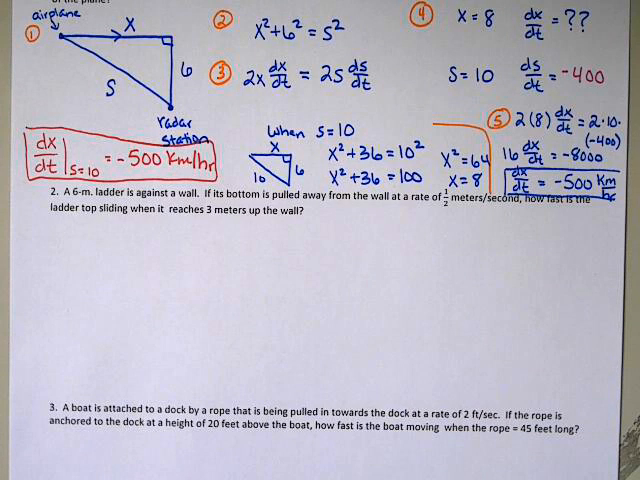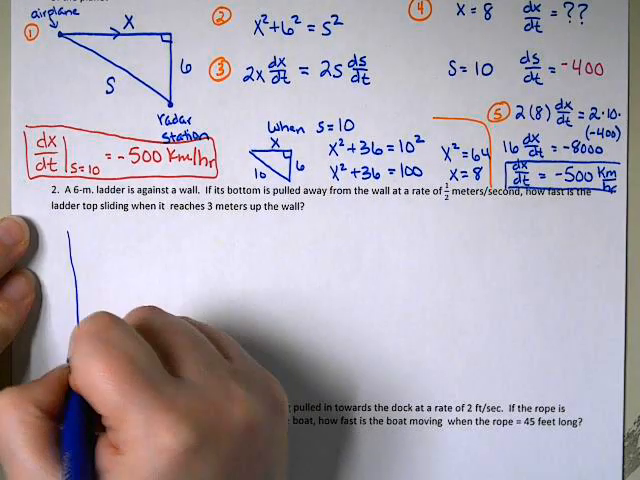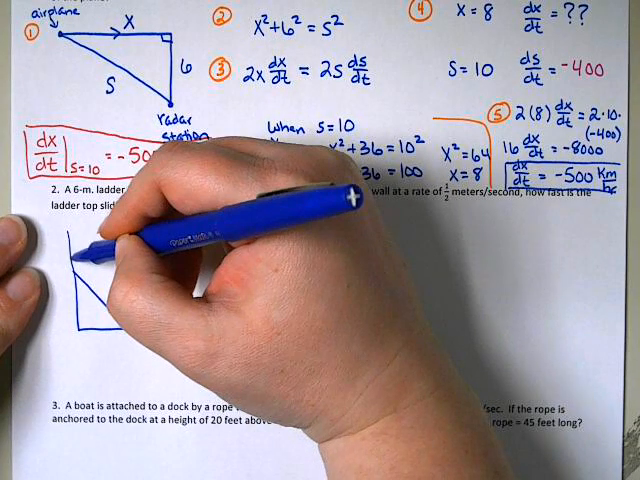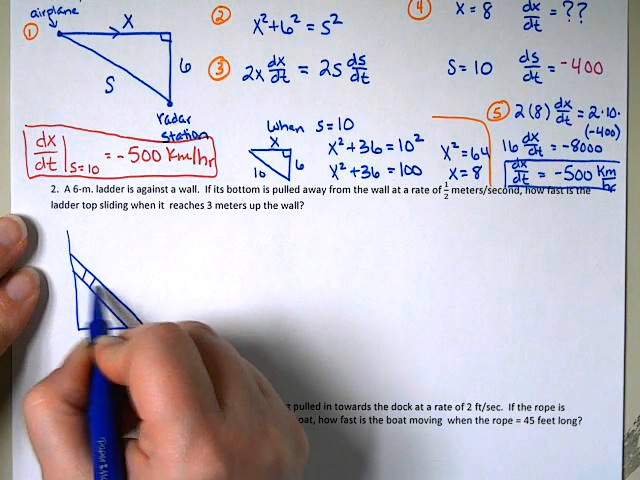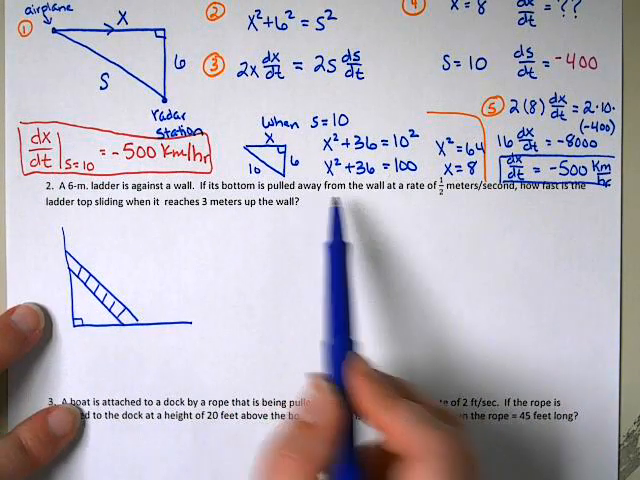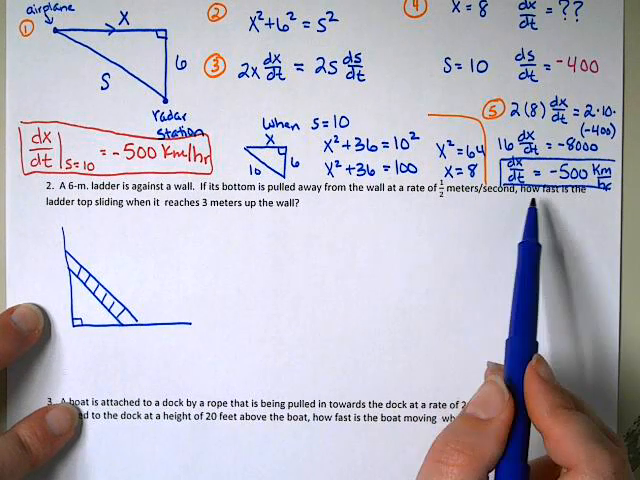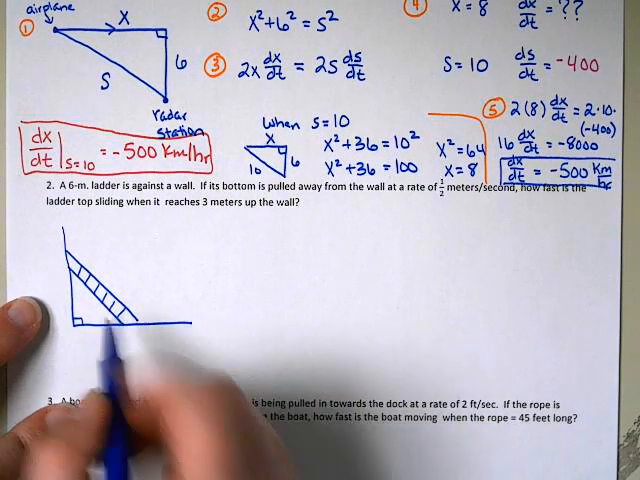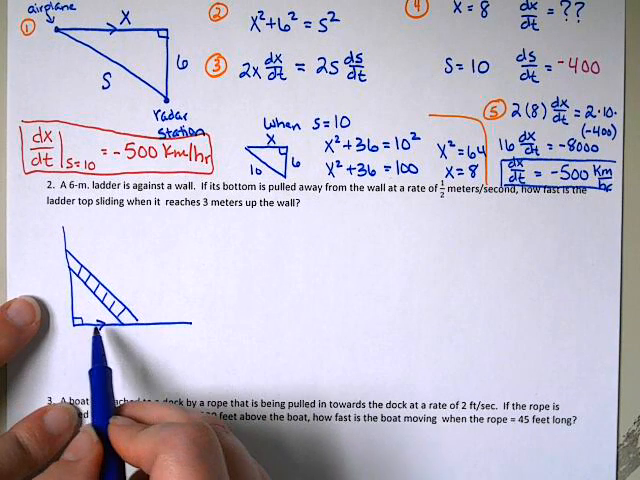Okay, the second example we're going to look at is a ladder problem. These are very, very common, so I do want to make sure you guys know how to do these. So we've got this 6-meter ladder leaning against a wall. So let's start by first drawing the wall and drawing the floor. All right, and we've got this ladder leaning up against the wall. It says if the bottom is pulled away from the wall at a rate of 1/2 meters per second, how fast is the ladder top sliding when it reaches 3 meters up the wall? Which means the base is sliding to the right.